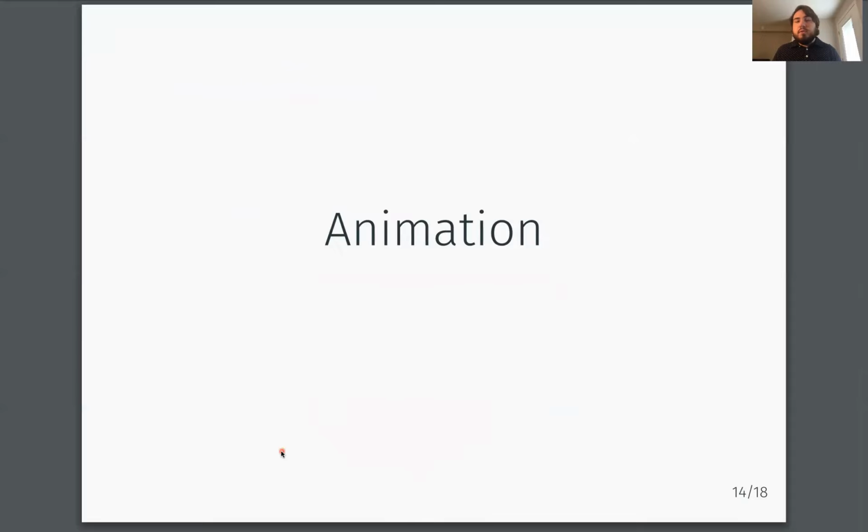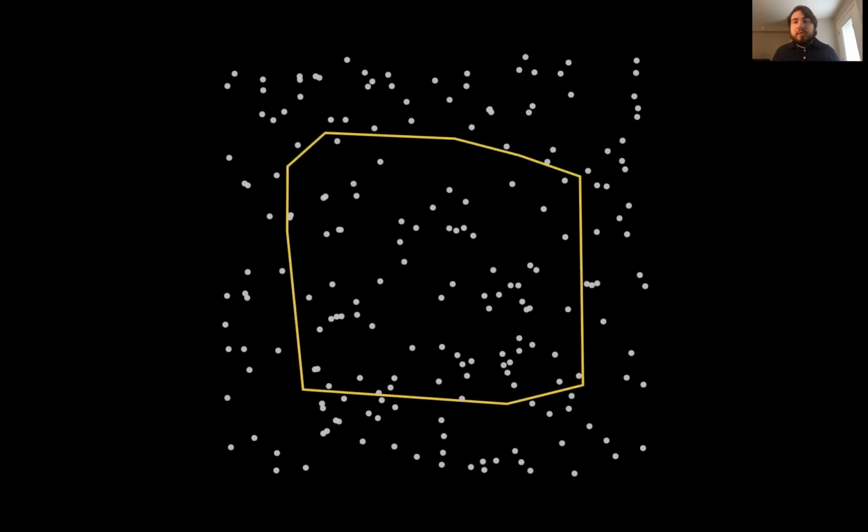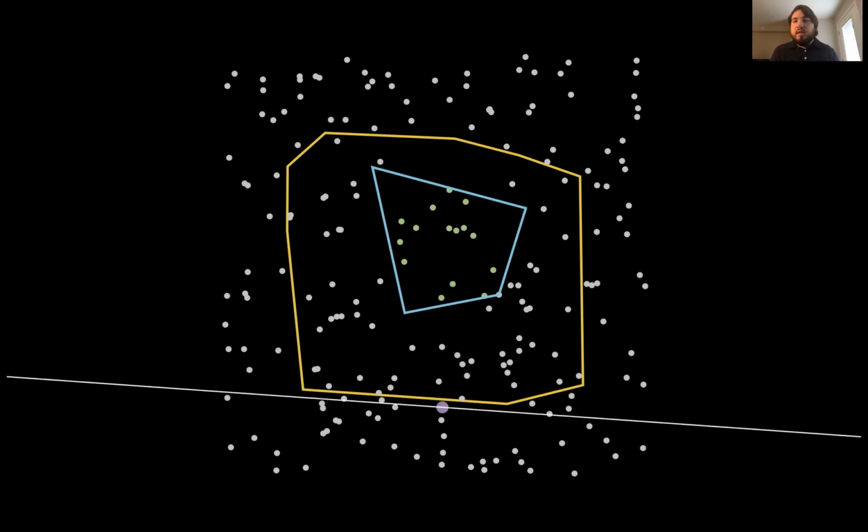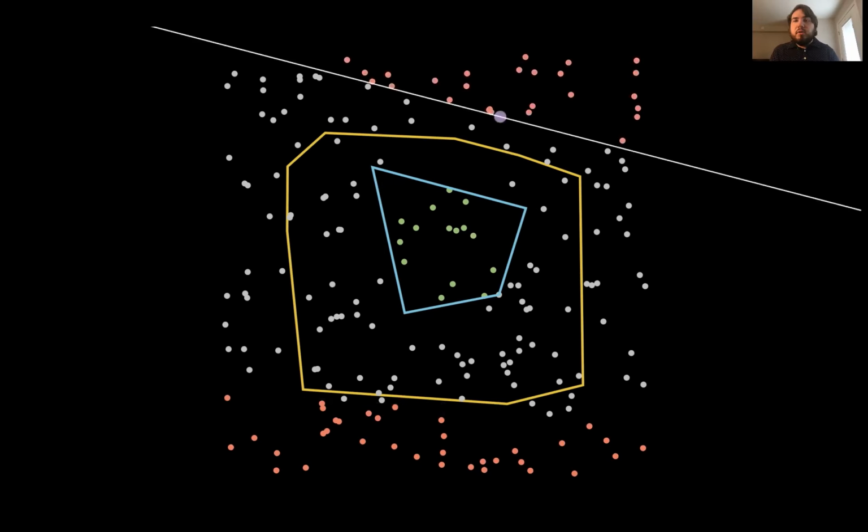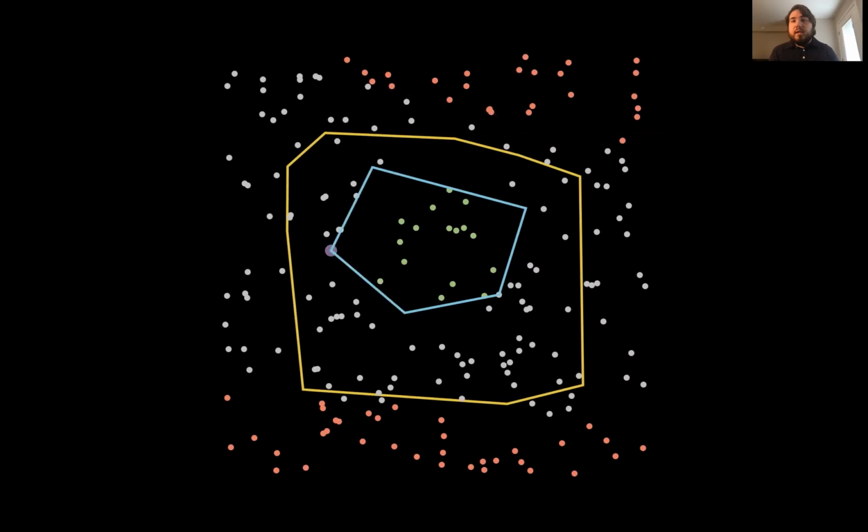Now I'm going to move on to an animation of the algorithm. Here's an animation of the algorithm. We have a set of points, which are these white points, chosen uniformly at random from the unit square. The yellow polygon is our convex body. You can see the algorithm working, where the blue polygon is the inner approximation and these purple points are the oracle queries it makes in each iteration. In each iteration, you can either improve the inner approximation, or if the query falls outside the polygon, then we can classify many points as inside.